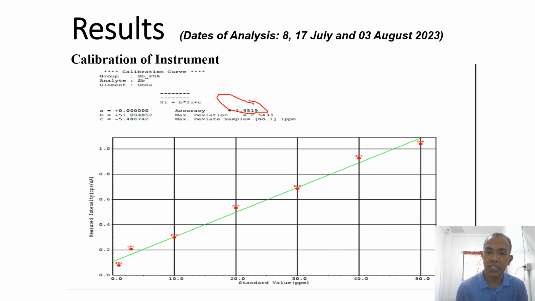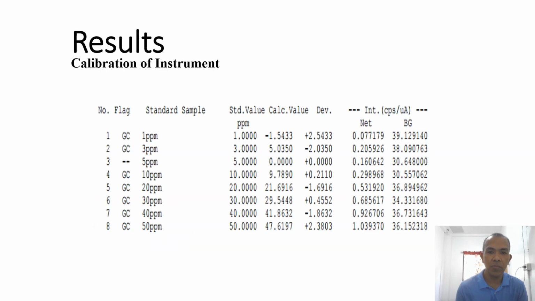So it was read this time, on August 3, because I increased the ppm levels. This is the continuation of the calibration: the calculated value and its deviation from the standard. At the standard value of 1 ppm, it went negative, and at 3 ppm it is the outlier because it is far from the standard. For the rest, 10 ppm reads close, at 9.7.